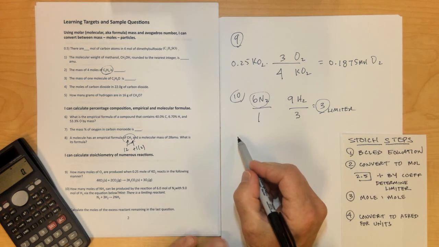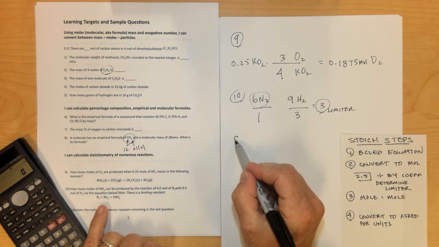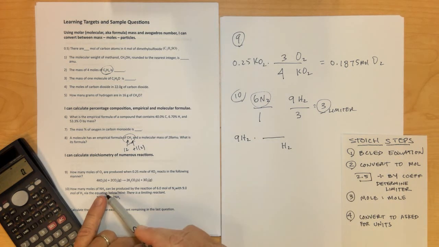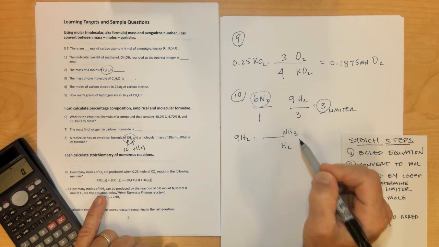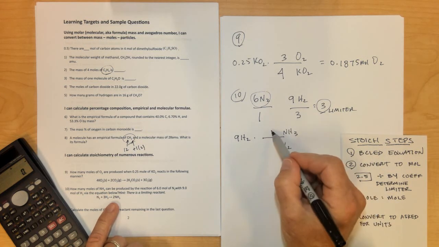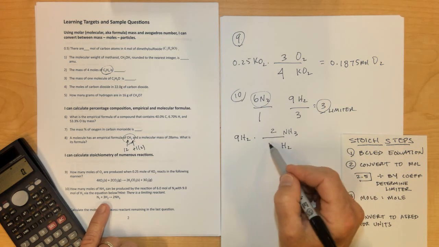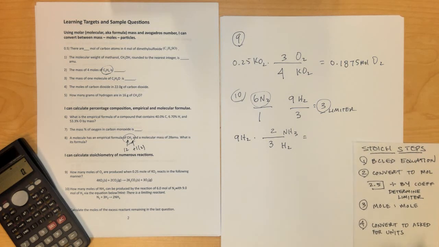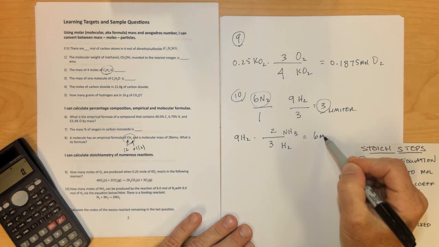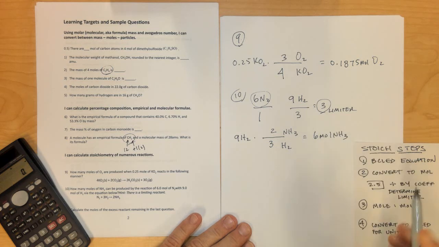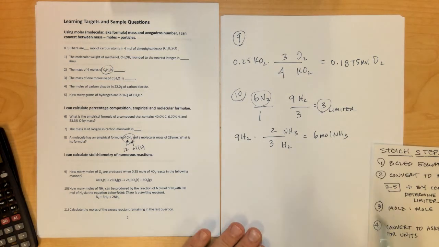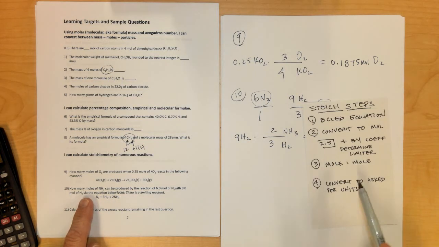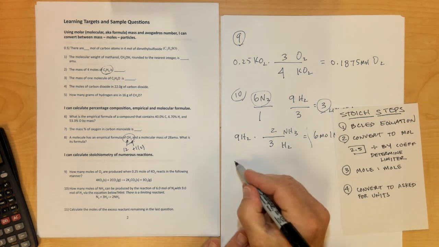So H2 then, as my limiter, I'd start with the 9 H2s, and then I would relate the H2 to the NH3 that I want to know. And the NH3 has a 2 in front of it, and the H2 has a 3 in front of it. So 9 times 2 divided by 3 ends up with 6 moles of NH3 as my amount of NH3 that can be produced. And notice they just ask for moles of that, so I don't have to do the last step where I convert to the asked for units.